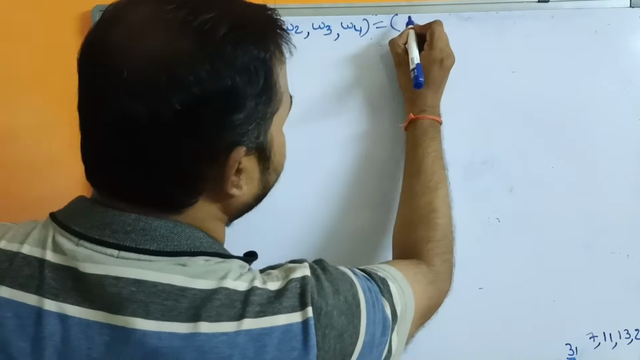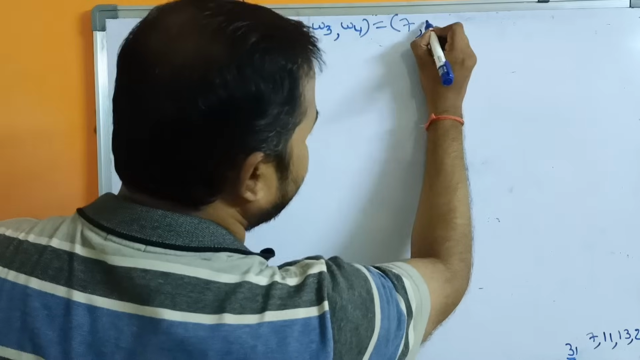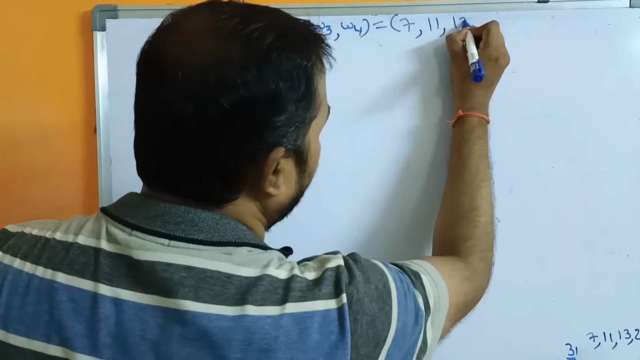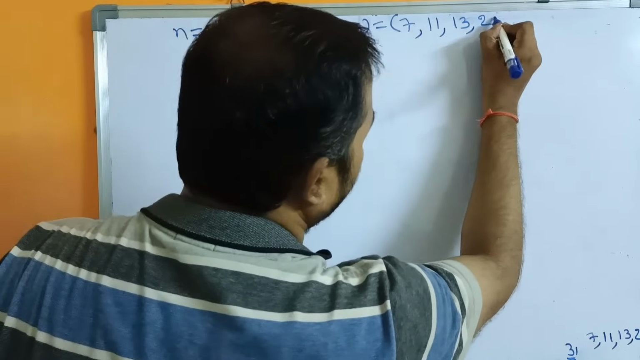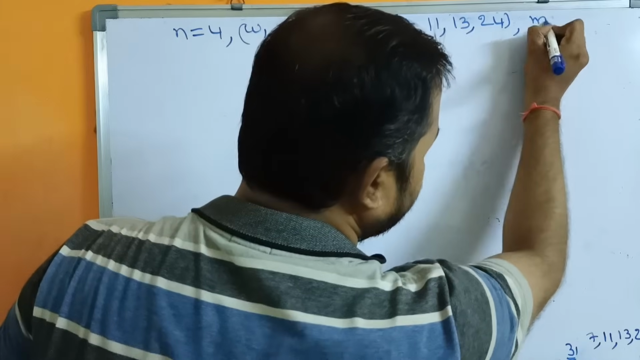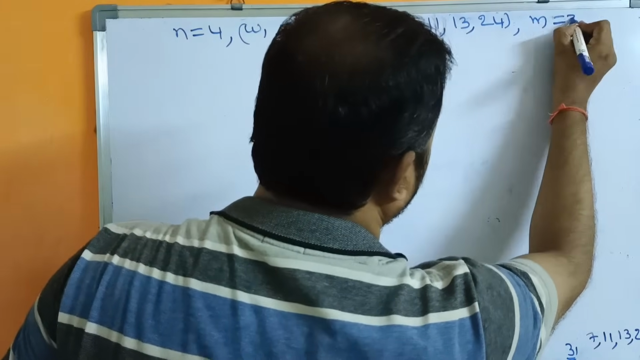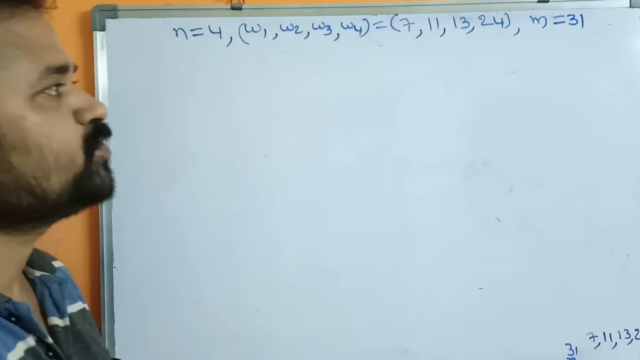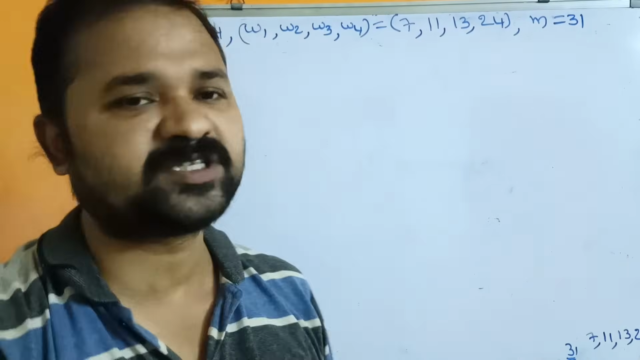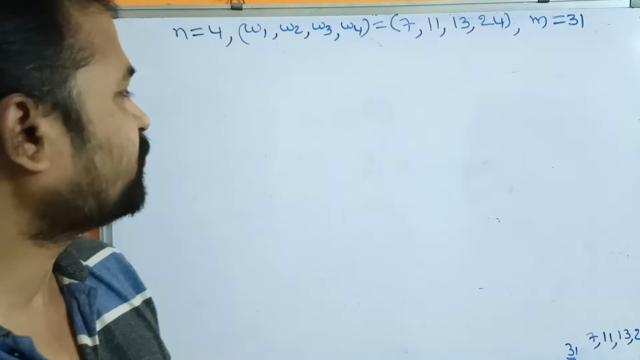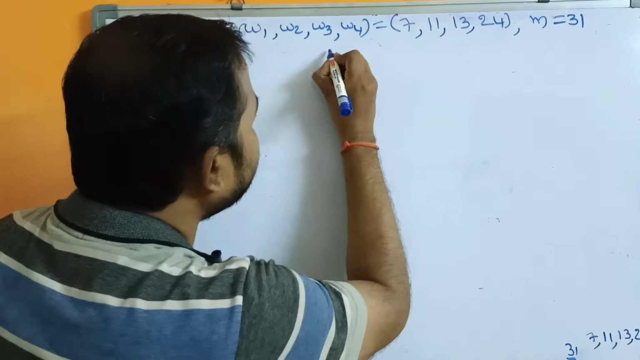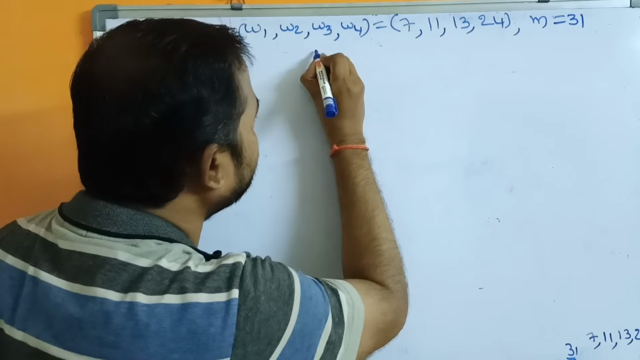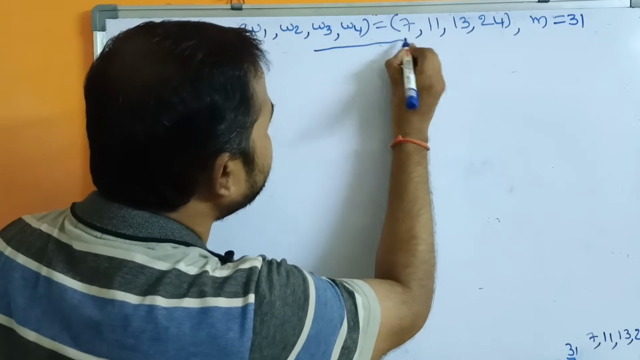Let the weight of the first object be 7, the weight of the second object 11, the weight of the third object 13, the weight of the fourth object 24. Let m be equal to 31. So now we have to find all the possible solutions. Okay, so let us start the problem. For that, here we are creating a state space tree.